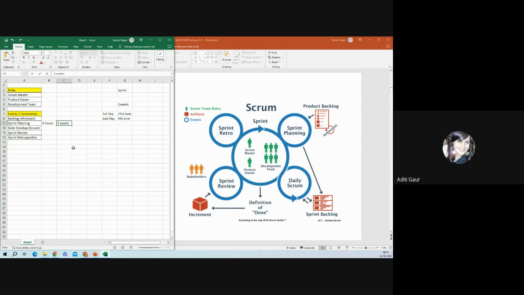Every week, 2 hours, right? For 3 weeks, every week 2 hours. That's how it is. So for a 2 week sprint, we should have a 4 hour planning meeting. What happens in the planning meeting?